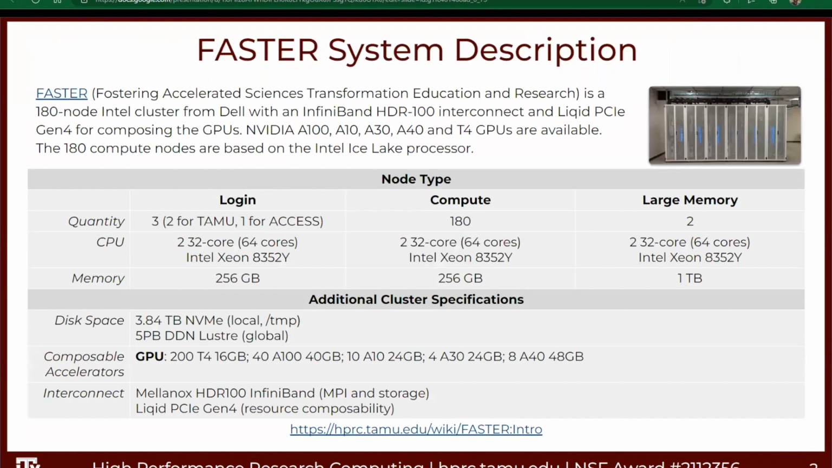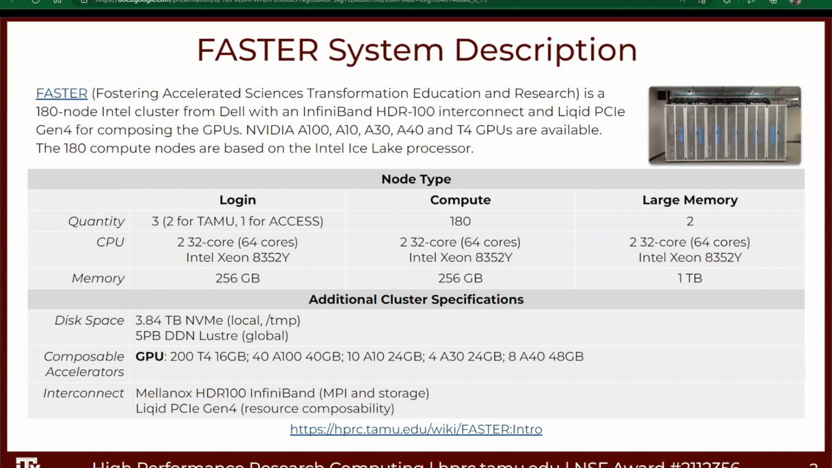Faster is our latest supercomputer here in Texas A&M High Performance Research Computing Center. It stands for Fostering Accelerated Sciences, Transformation, Education, and Research. This is a 180 node cluster from Dell, and it has all the NVIDIA GPUs, as you can see here, A100, A10s, A30, A40, and T4 GPUs. And the 180 compute nodes are based on Intel's Ice Lake processor.